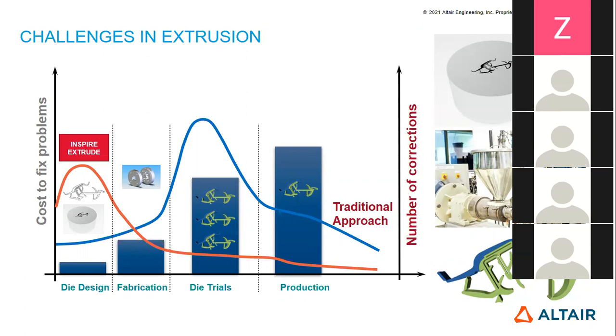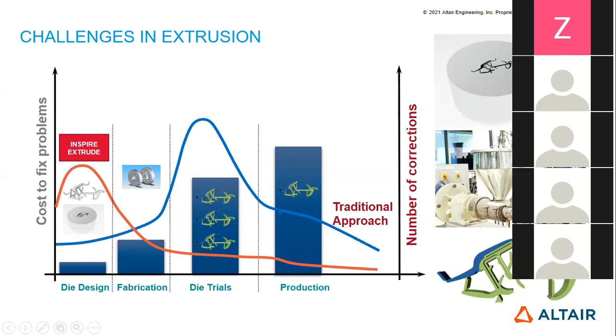But in the traditional approach, most of the people don't do the work into the die design. They just follow their experience and previous die designs, and just easily design the component and design the molds for that. When these two come into the die trials, the red line shows the simulation process, and the blue line shows the traditional approach.